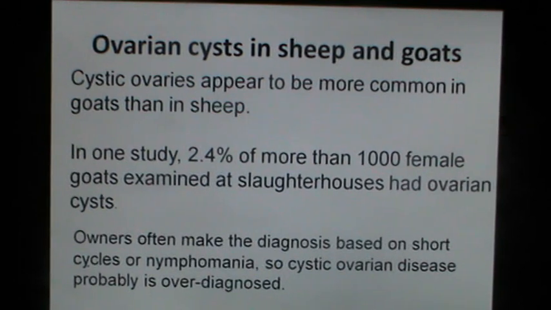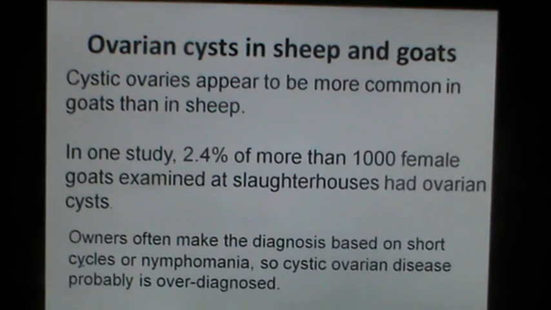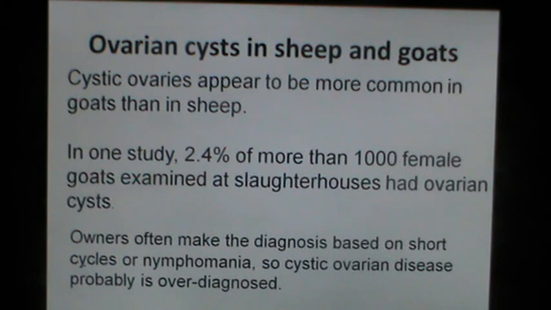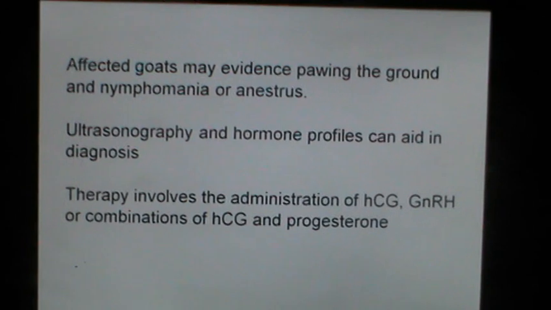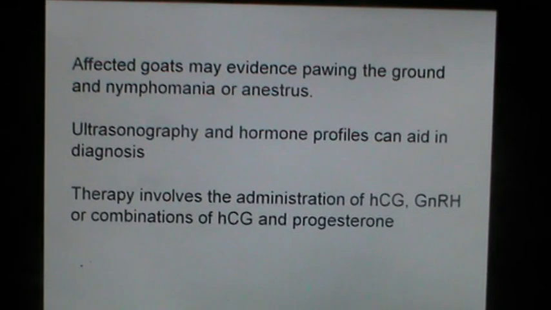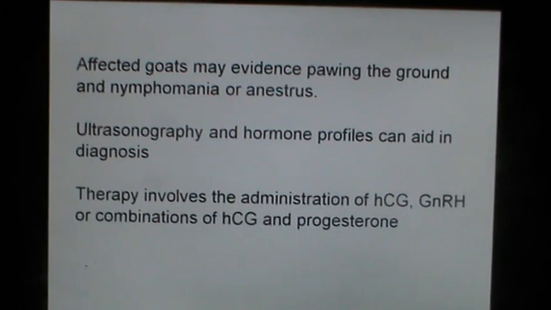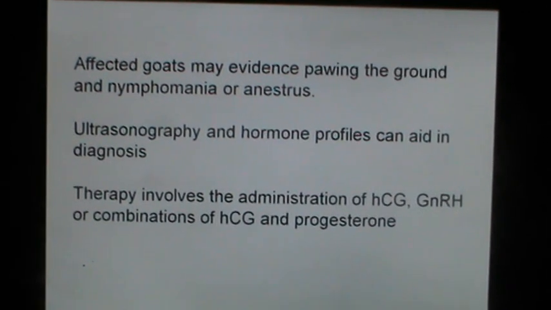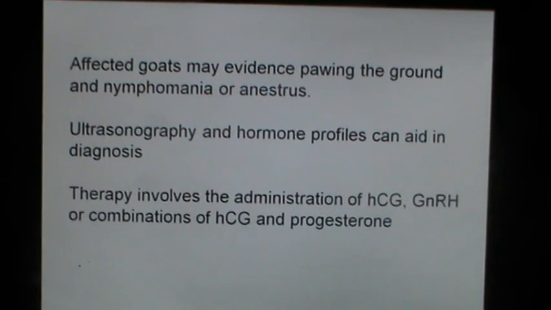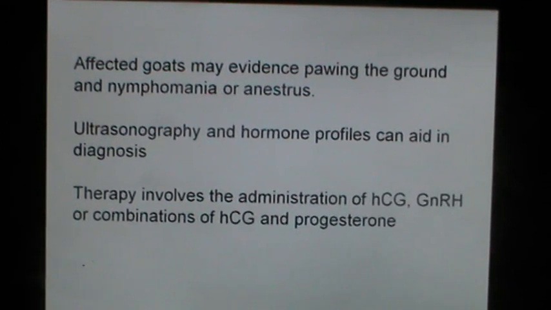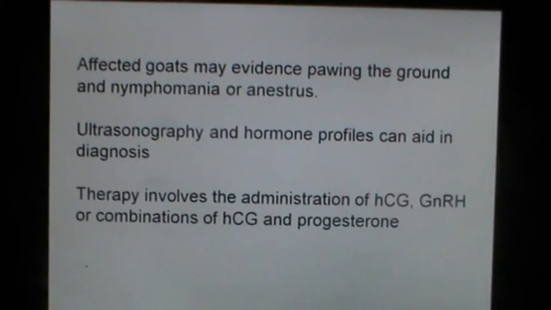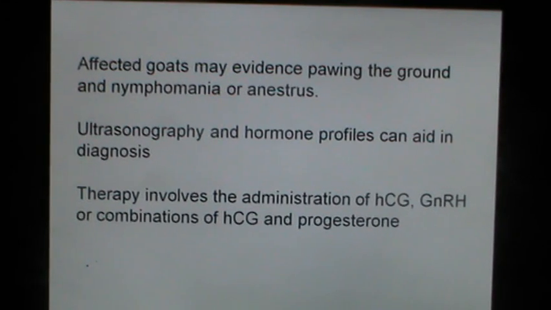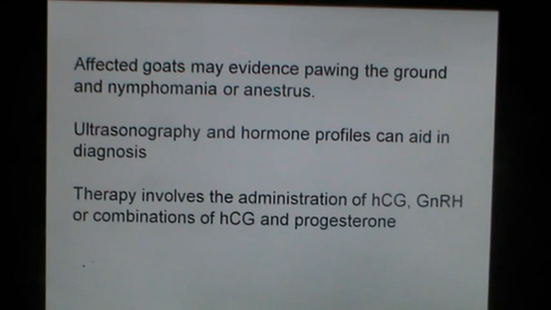Owners often make the diagnosis based on short cycles or nymphomania. So cystic ovarian disease probably is overdiagnosed in sheep and goats. The affected goats may evidence pawing the ground and nymphomania or anestrus. Ultrasonography and hormone profiles can aid in the diagnosis. The therapy involves the administration of HCG, GnRH, or a combination of HCG and progesterone, or GnRH and prostaglandins, or GnRH, progesterone and prostaglandins.